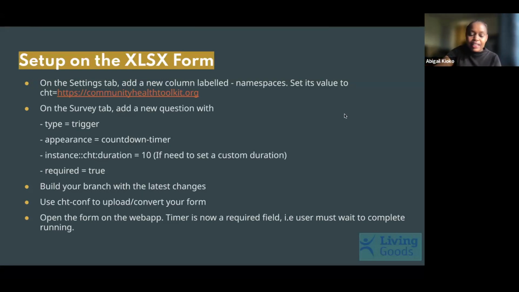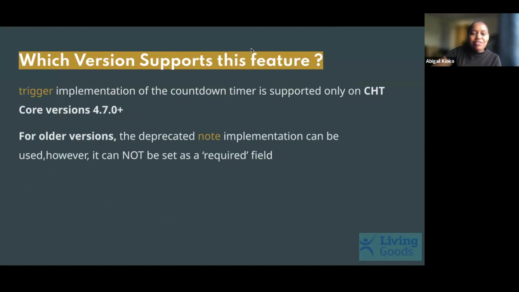And then finally, just to confirm everything works as expected, you'll need to view that widget on the app itself, okay? Whether it's on the mobile app or the web app. Yeah, just to confirm now that the constraint is respected for countdown widgets, all right? Now, which version supports this feature? Now, trigger has been implemented.